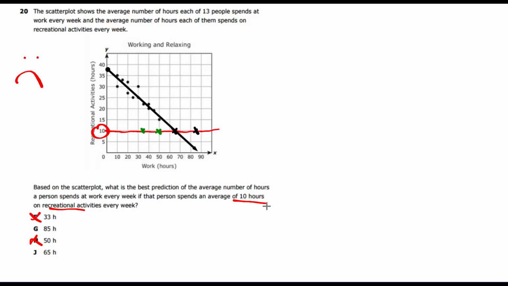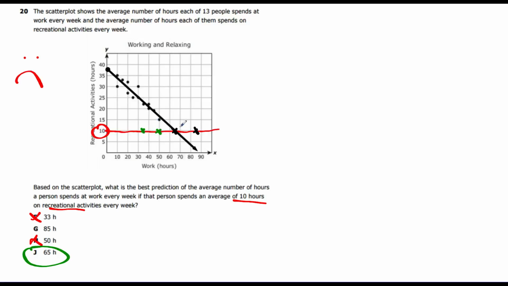There's our trend line. So notice, we don't hit all the points. That's not the point of a trend line. Some are above, some are below. But you get the general idea of what's happening here. As work hours increases, rec time decreases. And you can see someone who works about 65 hours gets 10 hours to themselves. Just answer J. Okay? So there you go.